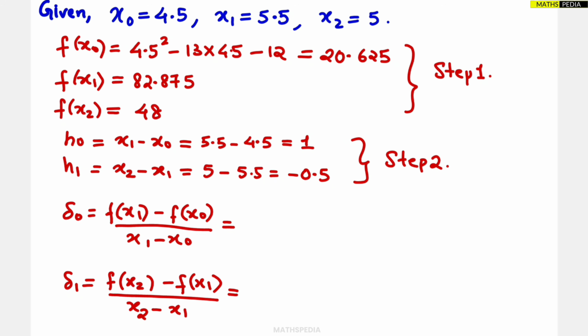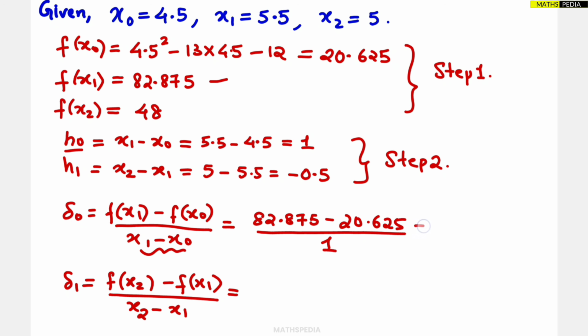Now the denominator part, if you observe, is the same as h0. So you can replace it with h0 itself. I am going to write that. What is f of x1? We calculated already. It is 82.875 minus f of x0 value, 20.625, whole divided by x1 minus x0, which is the same as h0, that is 1. So what is the answer of this? 62.25.